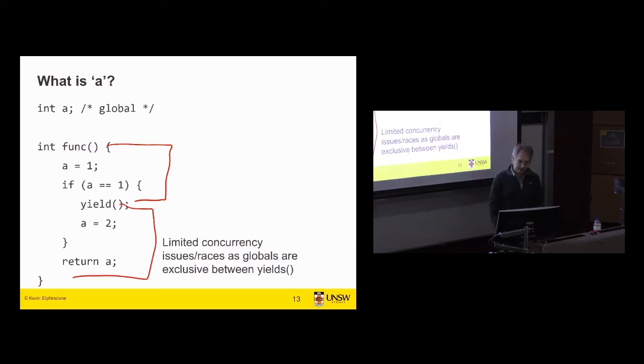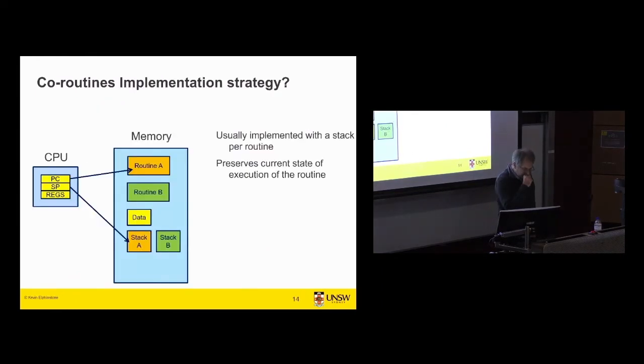Okay, so there's limited concurrency, and you can assume access between yields. Okay, so how do we go about implementing coroutines?